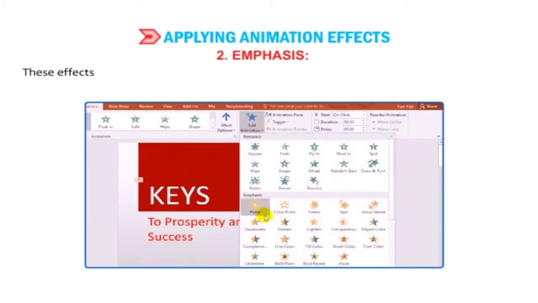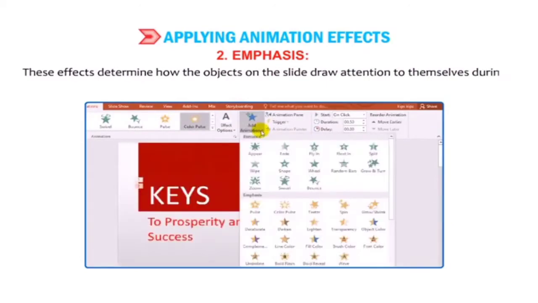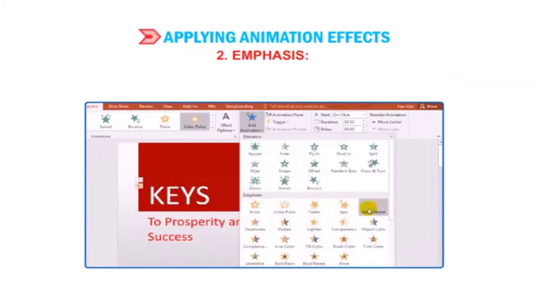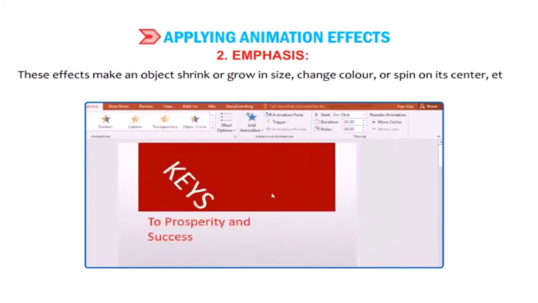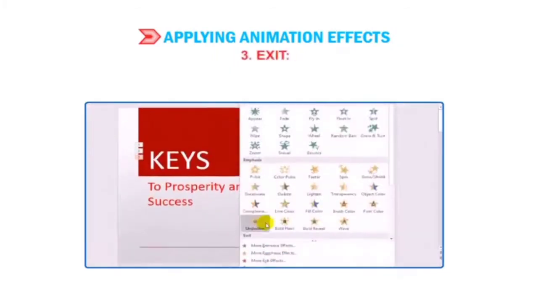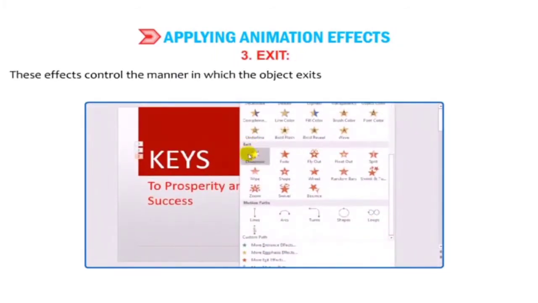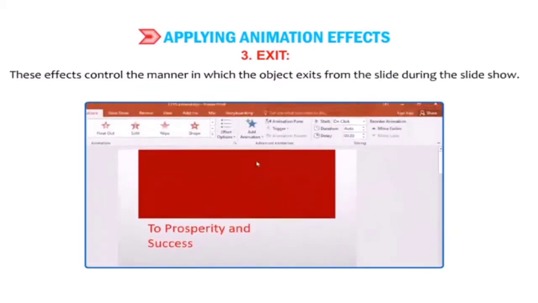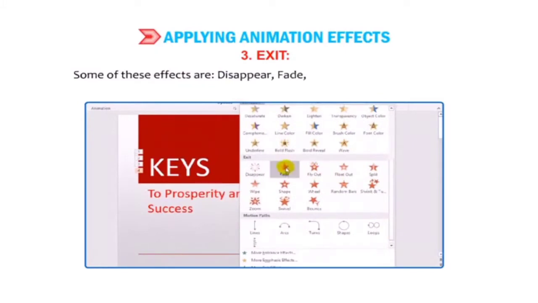Emphasis. These effects determine how the objects on the slide draw attention to themselves during the slideshow. These effects make an object shrink or grow in size, change color or spin on its center, etc. Exit. These effects control the manner in which the object exits from the slide during the slideshow. Some of these effects are disappear, fade, fly out, float out, split, etc.